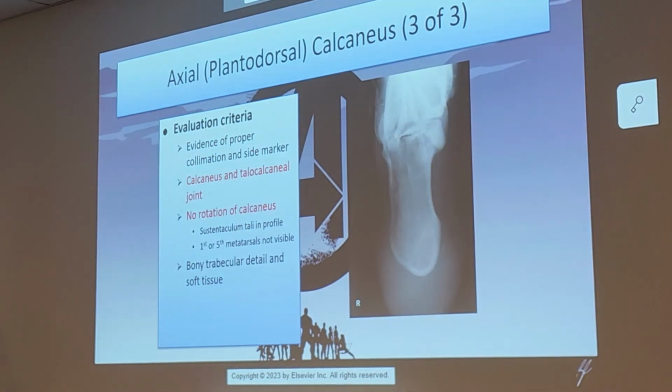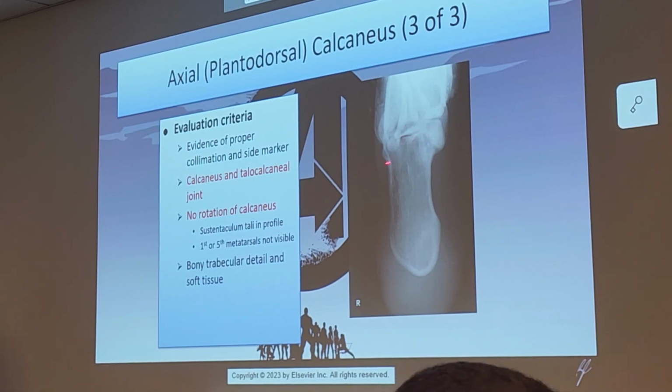It's a better guide, yes, because you can't really palpate the base of that third metatarsal, unfortunately. Okay, so the evaluation criteria: evidence of collimation always, and the calcaneus and talocalcaneal joint as well. So you can see it right there. You see that sharp line right here? That's where the calcaneus and talocalcaneal joint would be.